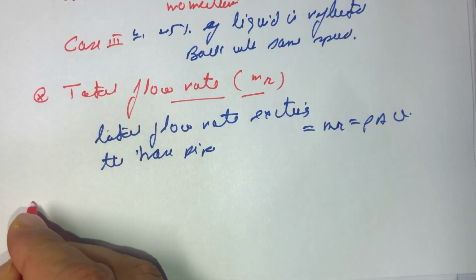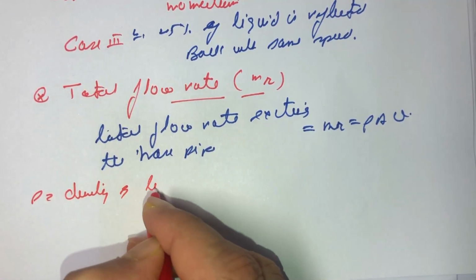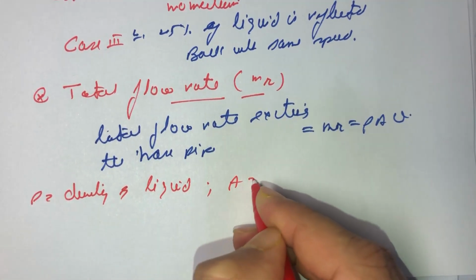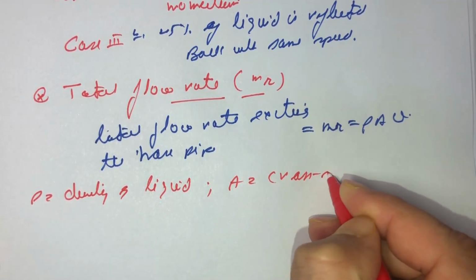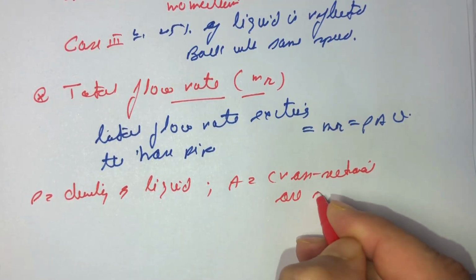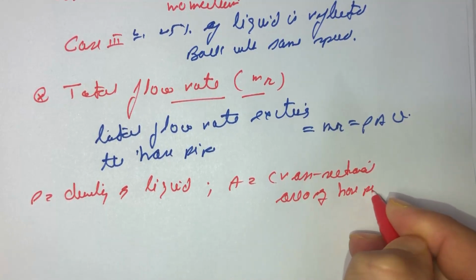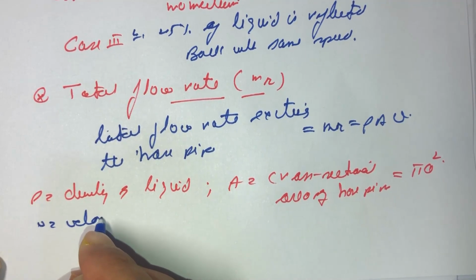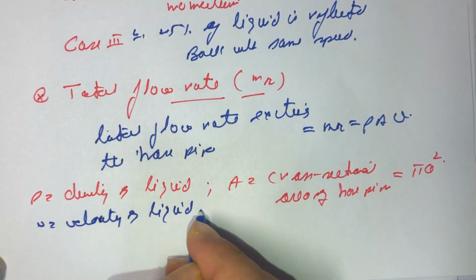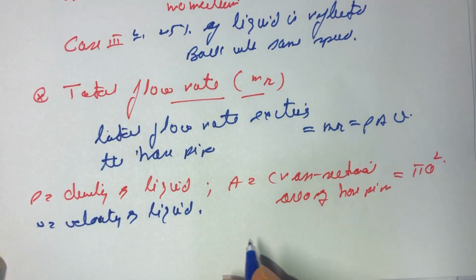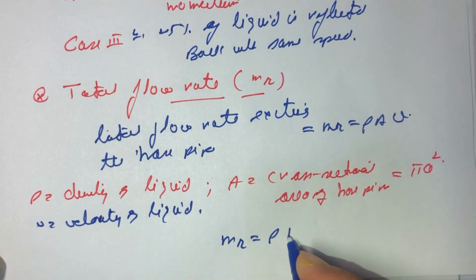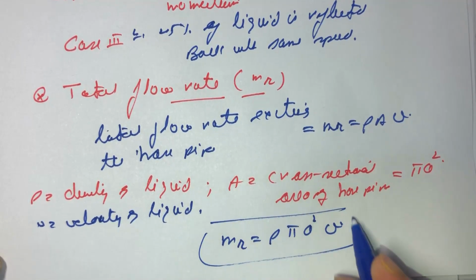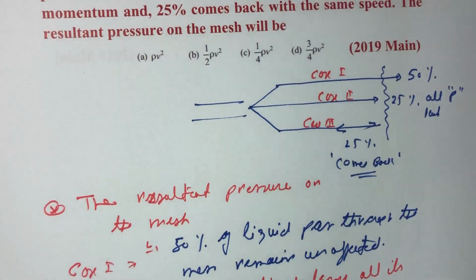Rho is the density of liquid, A is the cross sectional area of the hose pipe, which will be equal to pi a squared, where a is given as the radius, and V is the velocity of liquid. So we can write that our MR will be equal to rho pi a squared multiplied by V. So let us solve one by one.